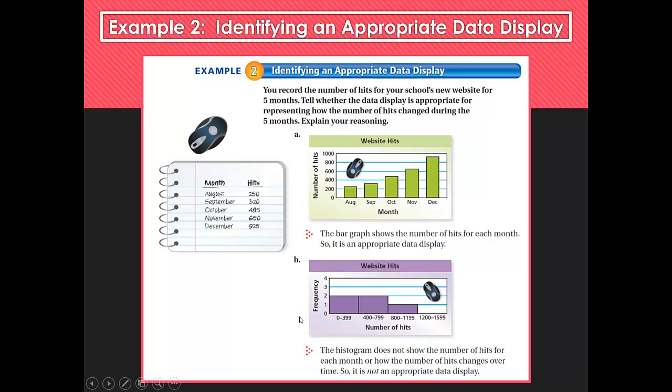On B, we have a histogram. You know it's a histogram because we have intervals and the bars are right next to each other. Those two things will tell you it's a histogram. The histogram does not show the number of hits for each month or how the number of hits changes over time, so it is not an appropriate data display.